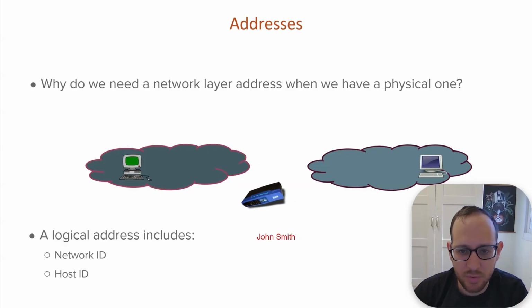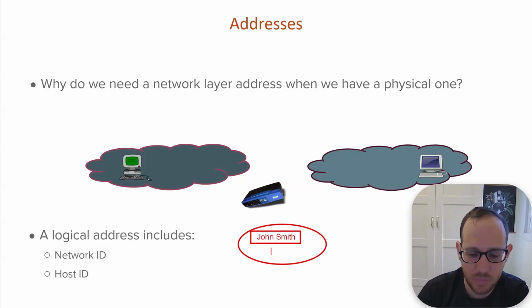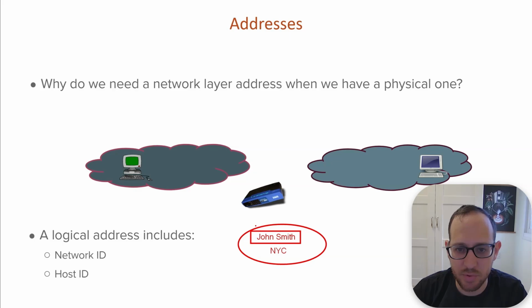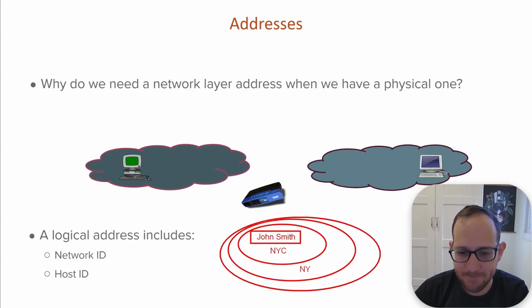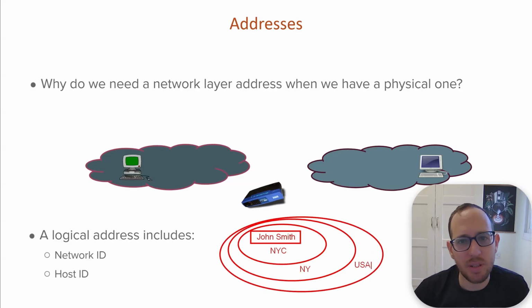And this host belongs to multiple networks. It belongs to the network of New York City, which belongs to the network of New York, the state, which belongs to the network of the US, and so on. So logical addresses usually include a single network in the hierarchy, but as we'll see in IPv4, actually an address means all of these things. It's a hierarchy. We'll see that in a bit.